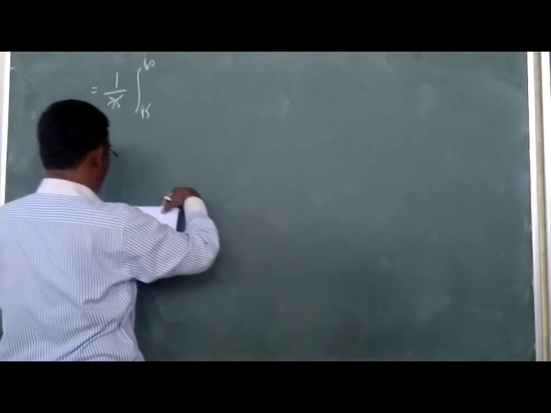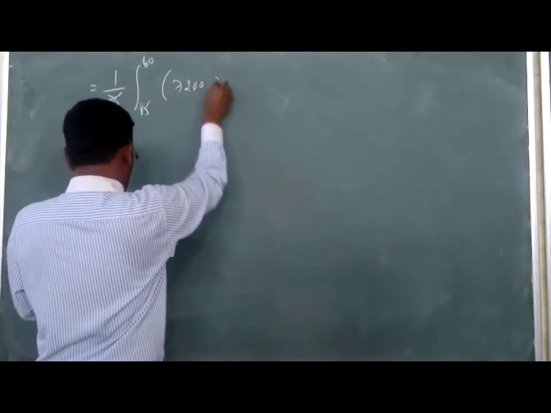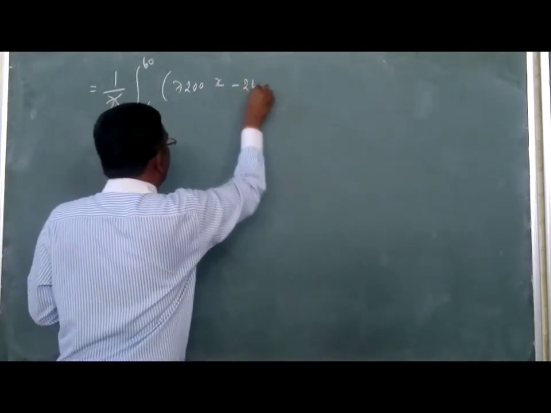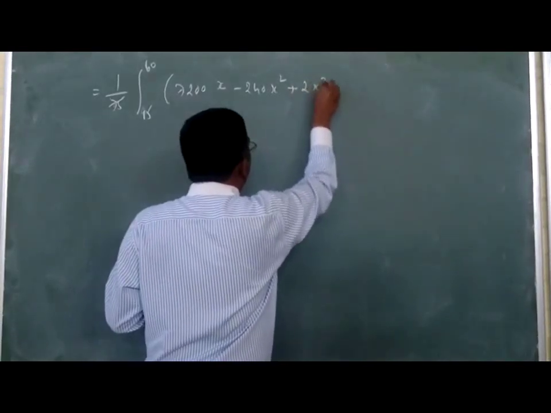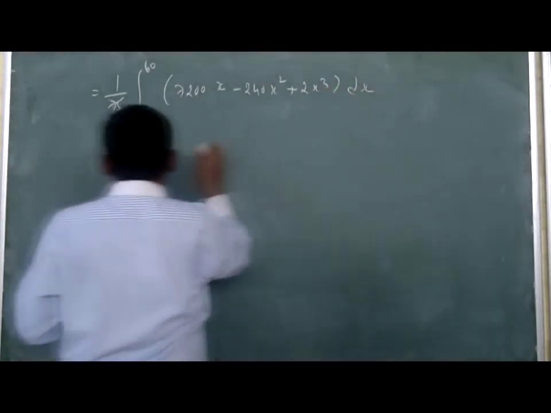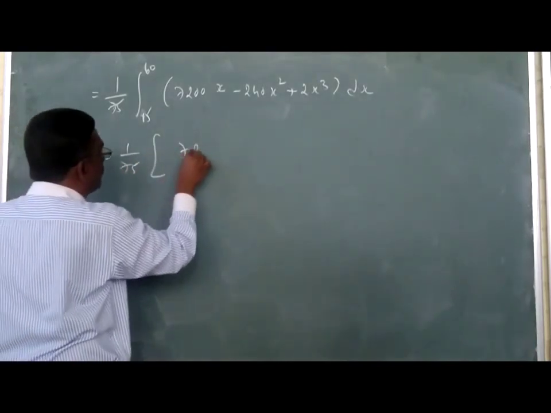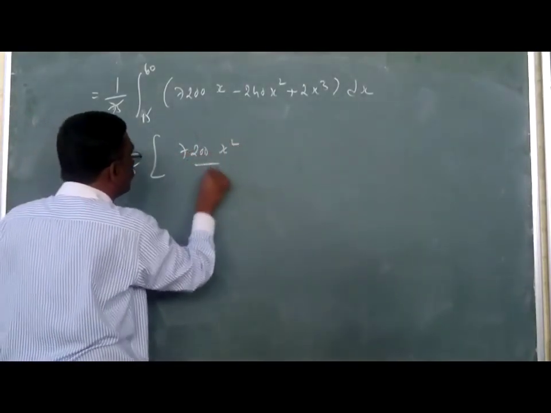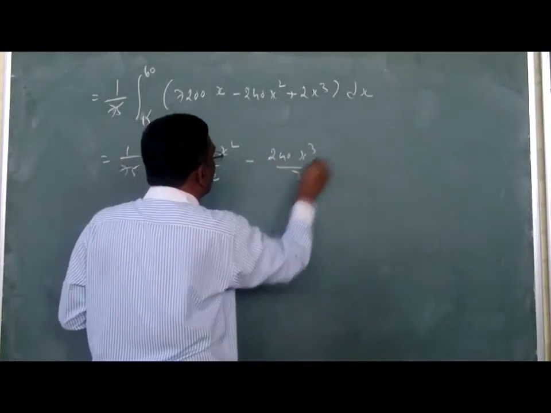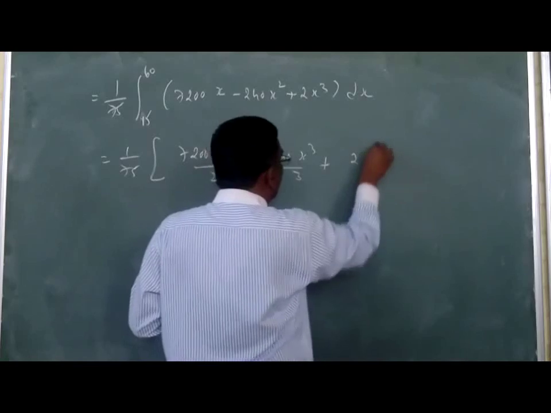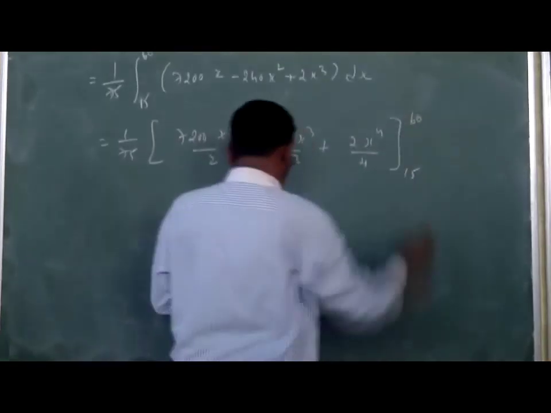On further simplification, we will be getting 7200x minus 240x square plus 2x cube dx. On performing the integration, we will be getting 7200 x square by 2 minus 240 x cube by 3 plus 2x to the power 4 by 4, limits are 15 to 60.